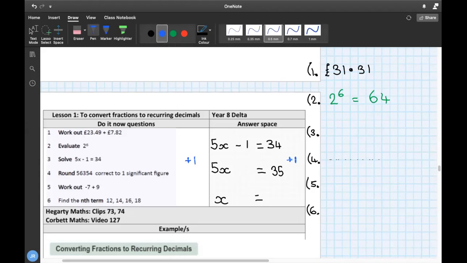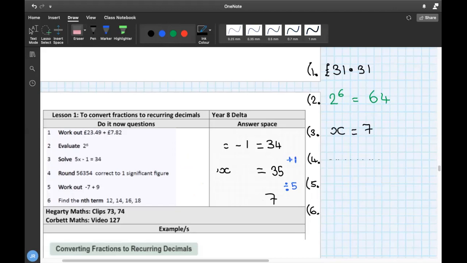Next thing I need to do is get from 5x to 1x. How am I going to do that? I'll do that by dividing by 5. To keep my equation balanced, I must divide the other side by 5 as well. 5x divided by 5 gives you that single x that we wanted. Okay, that is an x. And now we do the same to the other side. 35 divided by 5 gives you 7. So the final answer there, x is equal to 7.